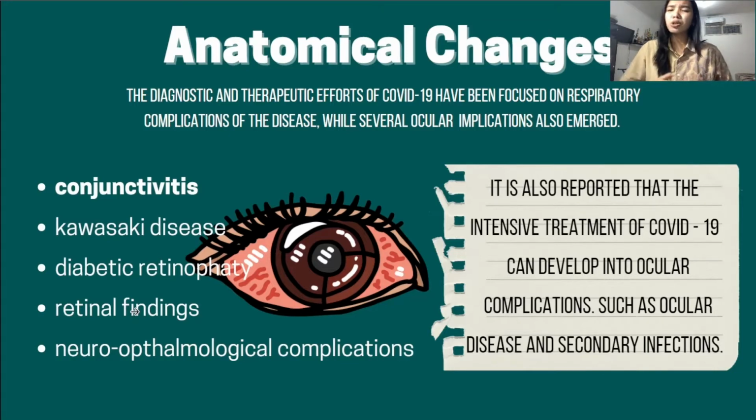The eye surface could potentially serve as a gateway when exposed to aerosol droplets or hand-eye contact. SARS-CoV-2 can also be inoculated through infected tears, which carry the virus through the tear duct into the nasopharynx. The virus may infect the conjunctiva through yet unidentified receptors. Other diseases have also been found, such as Kawasaki disease, diabetic retinopathy, retinal findings, and neuro-ophthalmological complications. It is also reported that intensive treatment of COVID-19 can develop into ocular complications, such as ocular disease and secondary infections.